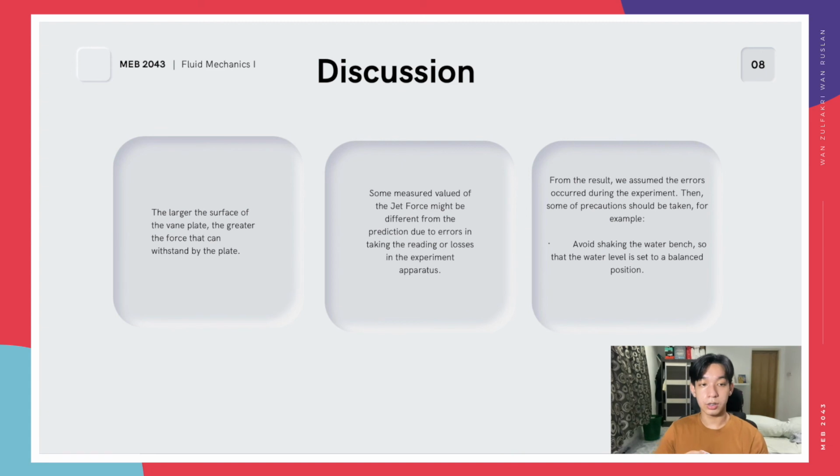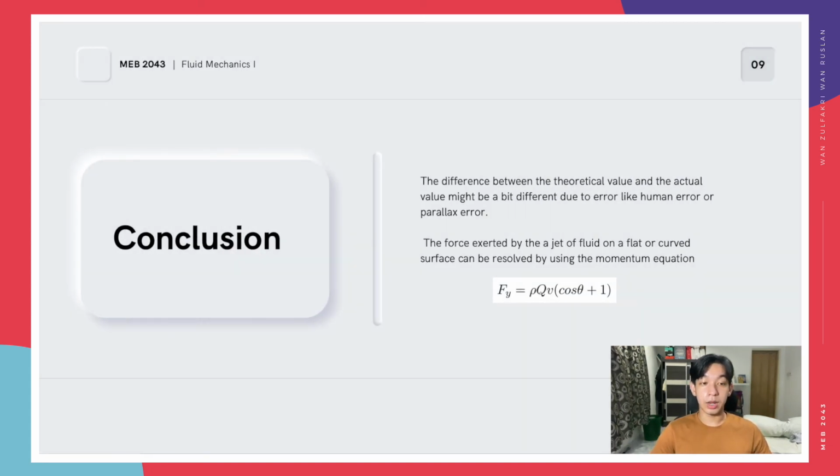Next, during the experiment, the measurements were taken by eye, which can cause errors while reading the measurement and need to be avoided. As for the conclusion, the difference between the theoretical value and the actual value might be a bit different due to errors like human error or parallax error, and the force exerted by a jet of fluid on a flat or curved surface can be resolved by using the momentum equation, which is Fy equals rho times Q times V times cos theta plus 1.